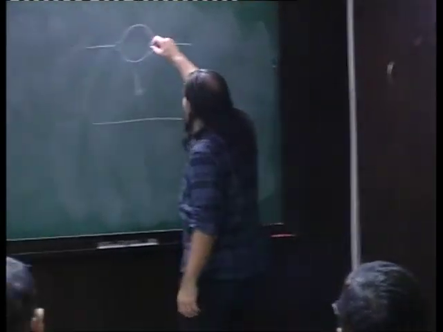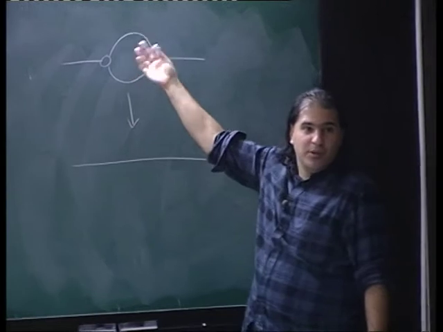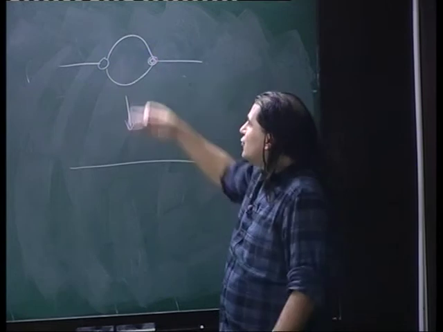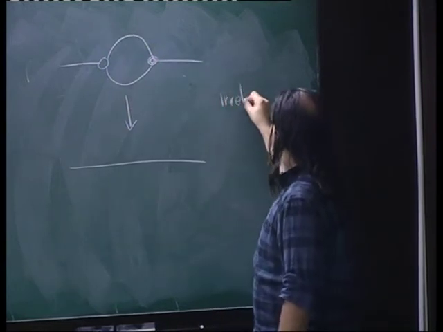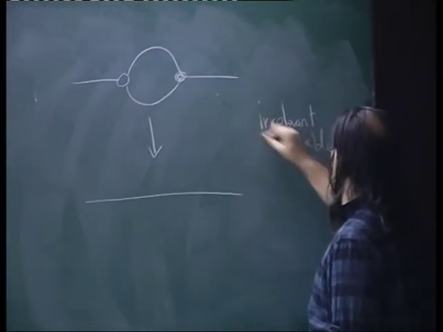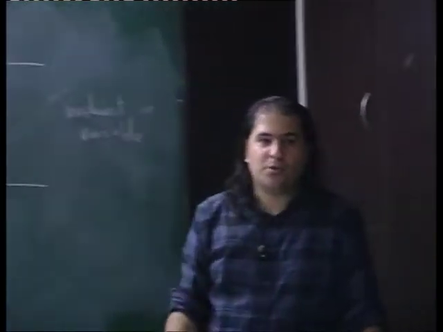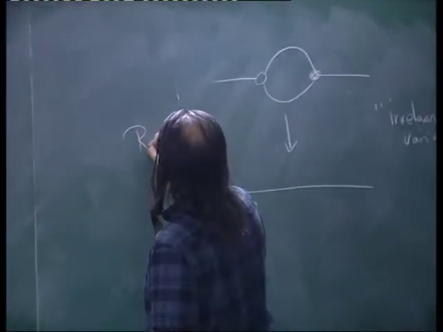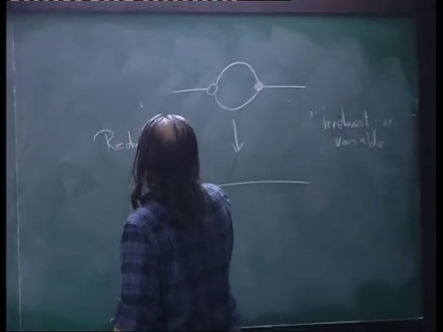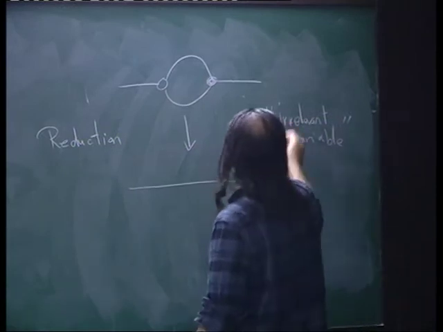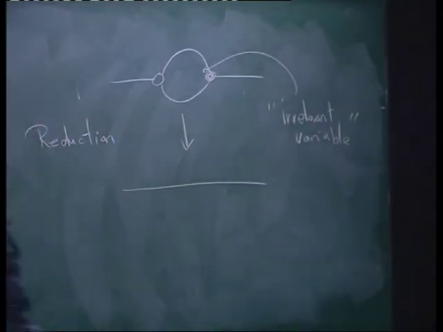However, if you just count how many integration variables there are, there is actually one extra integration variable here. That integration variable seems completely irrelevant. There could be some integration, but nothing depends on it, so we can just put it out to the side. Nothing at all depends on it. So there's an irrelevant variable, and getting rid of it, this reducing of a bubble, is called reduction. It's an irrelevant variable associated with the loop.